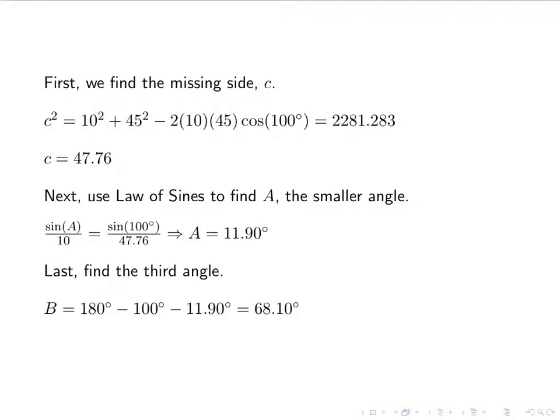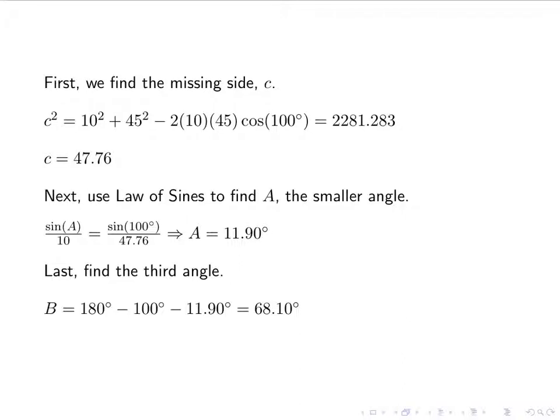I could also check it and try the law of sines with two other sides or letters. I used the law of sines with A and C. I can try it again with A and B, or with B and C, and make sure that those are roughly equal. We did round, so they won't be exactly equal. But you can always check your answers. Okay, so that's the cases for case 3.